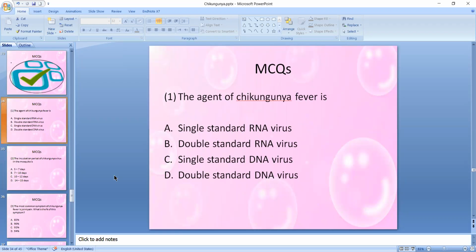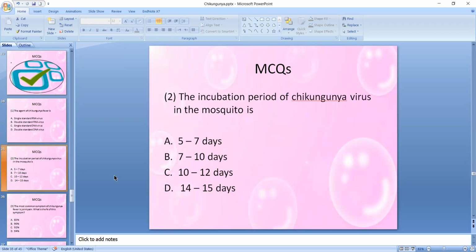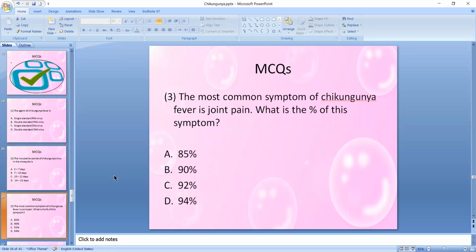The agent of chikungunya fever is Alpha... right answer, single-stranded RNA virus. The incubation period of chikungunya virus in the mosquito is: 5 to 7 days, 7 to 10, 10 to 12, or 14 to 15 days? B is the correct answer, 7 to 10 days.